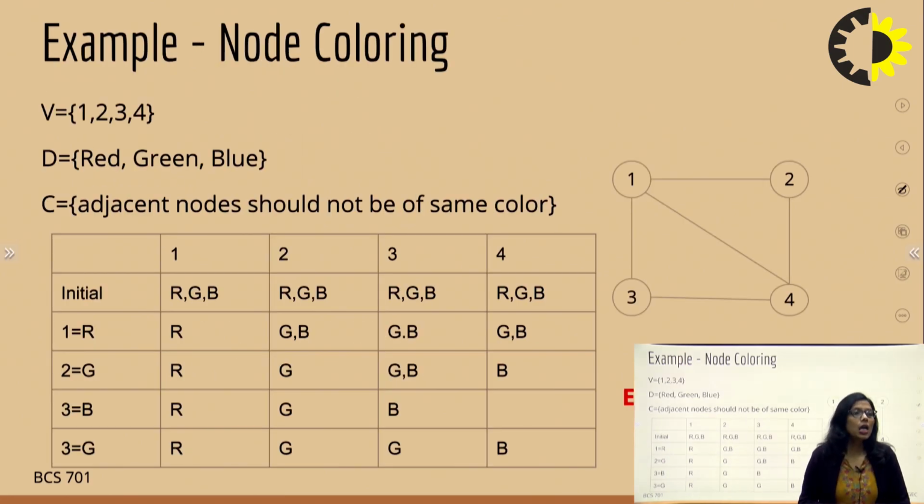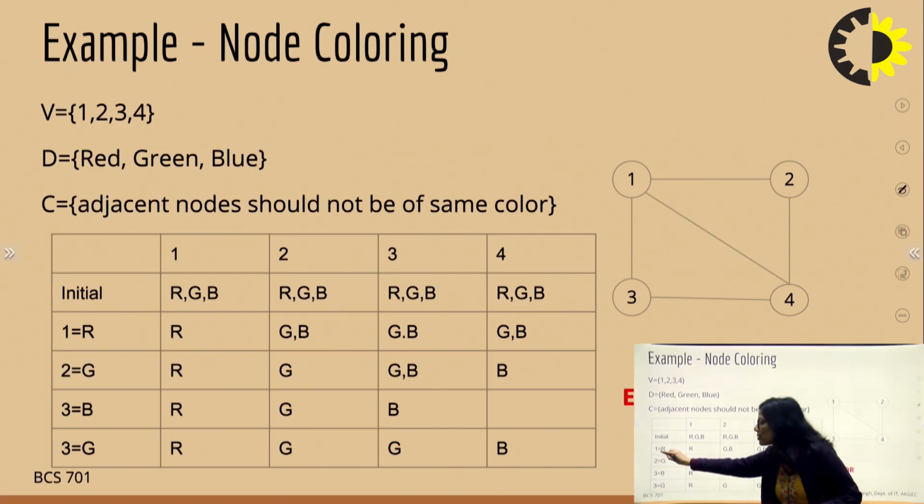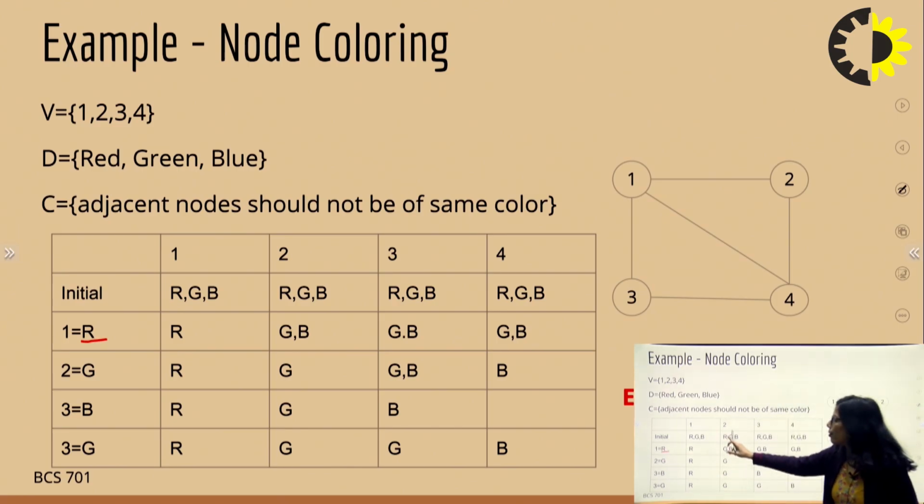Now, how do we solve a problem like this? The first example that I have taken is node coloring. In node coloring, I have 4 nodes, which are the variables that I want to assign values to, and these are my domains. This is my constraint: adjacent nodes should not be of the same color. Initially, I have put the table like this, 1, 2, 3, 4. Initially, any of these 3 colors can be put on any of these 4 nodes. Suppose that I put one node as red.